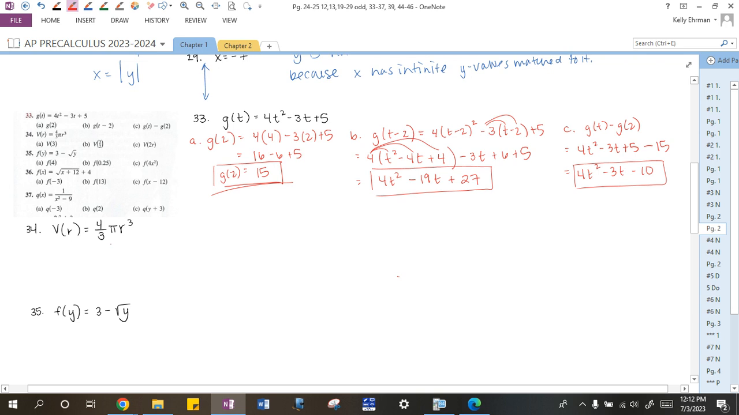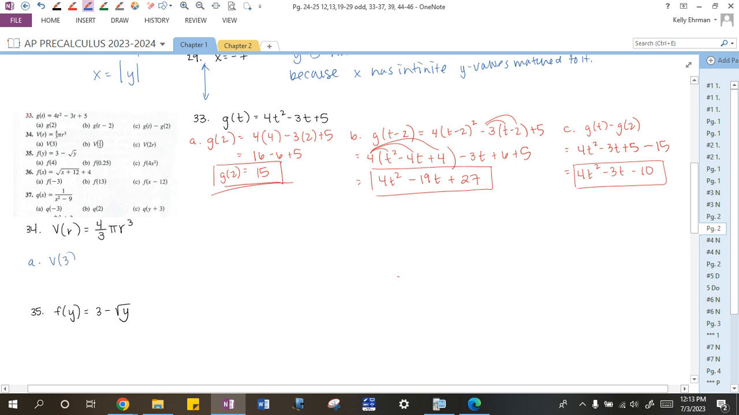Okay, 34. So v of r equals 4/3 pi times r cubed. By the way, this is the volume of a sphere. Next year in AP Calculus, you'll be using calculus to figure out things involving spheres and whatnot. For now, we're just evaluating.